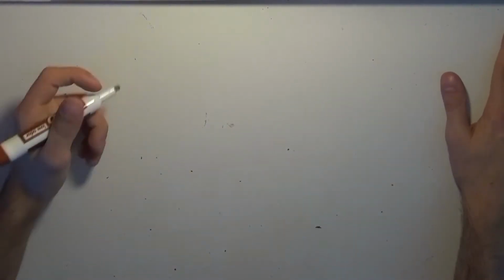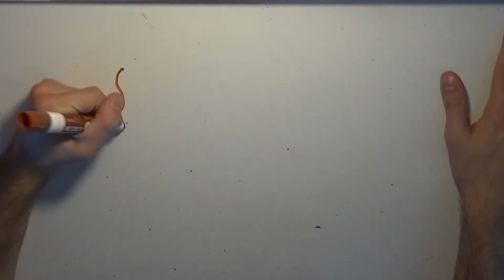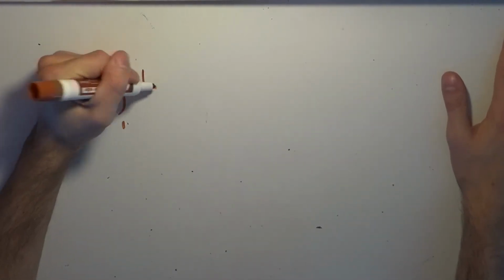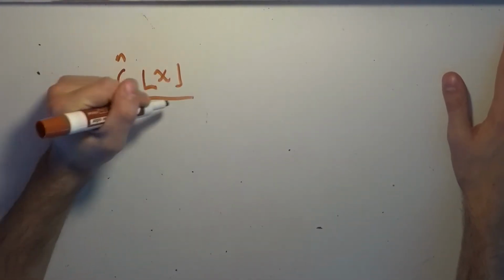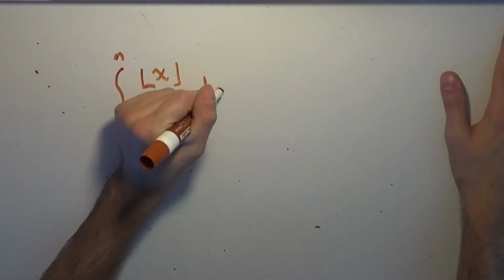So to start off, we need to consider a rather weird integral that may seem a bit odd at first, but it's totally relevant. We need to consider the integral from 1 to n of the floor of x divided by x squared dx.